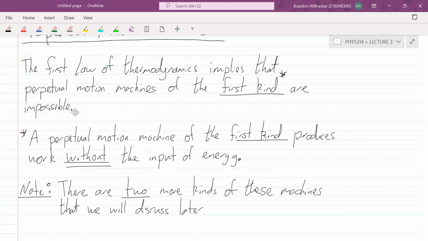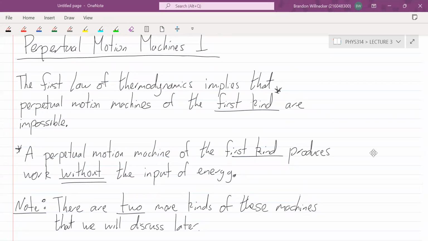Okay, so that is a little introduction to perpetual motion machines. So there's different kinds that we're going to be looking at. This is the first kind. So it does work without any input of energy. And the first law of thermodynamics says that this is impossible. Okay, so whatever machine that you want to build, if it does work, like if it moves something or it turns something, does something, there has to be some input of energy. Okay, there has to be. Okay, so that is the first consequence of this first law of thermodynamics.